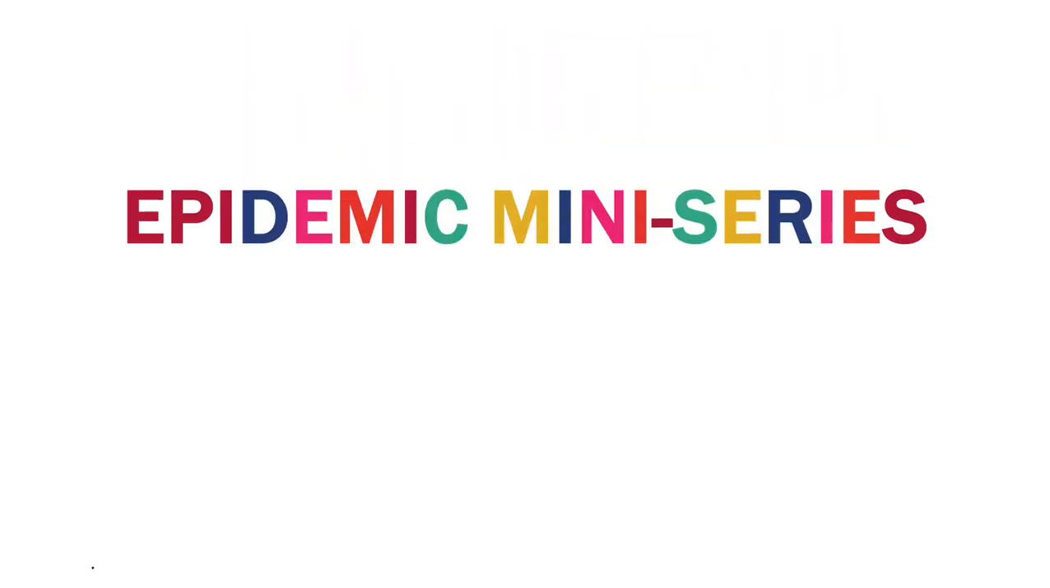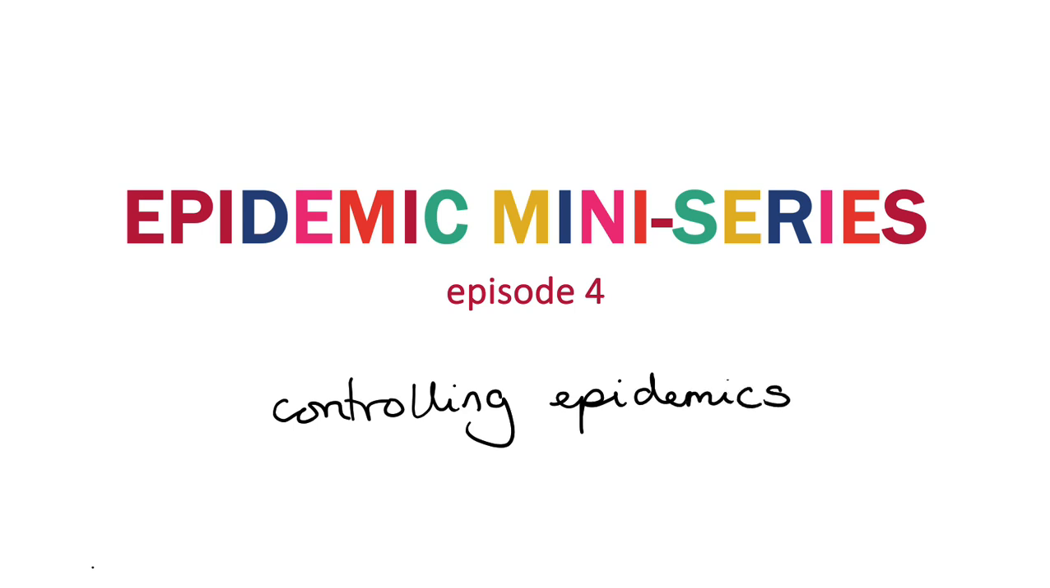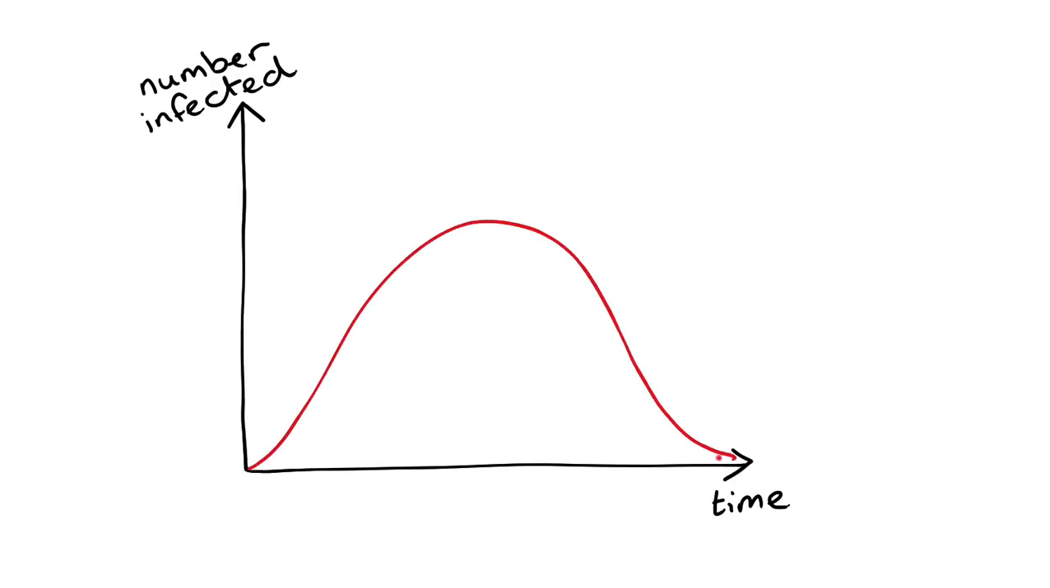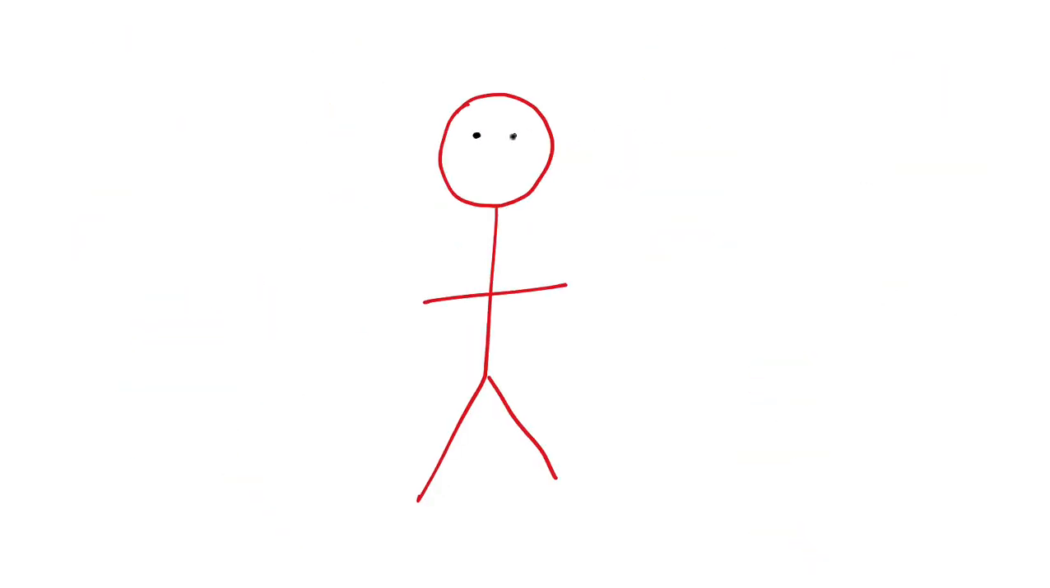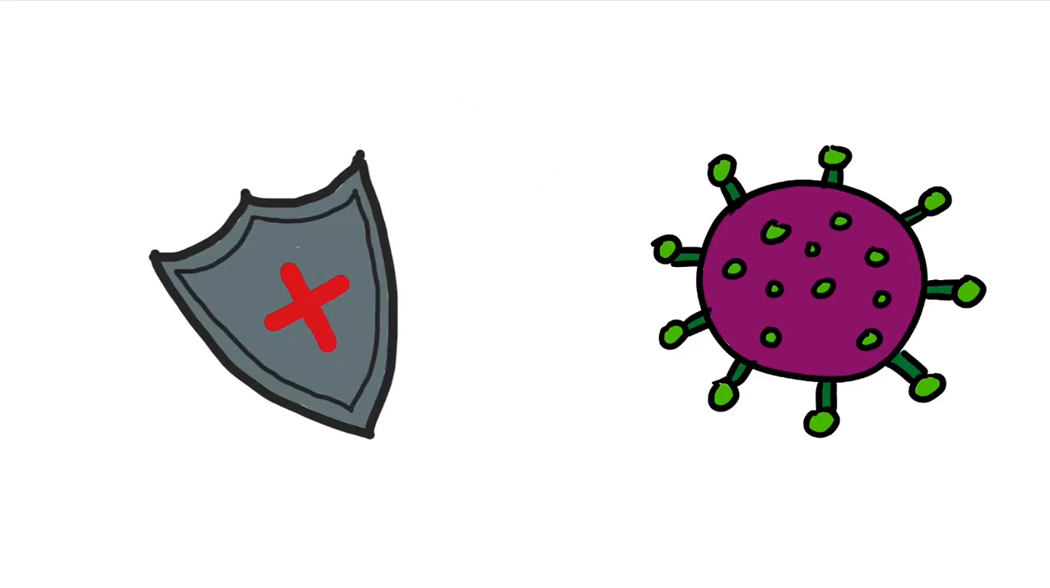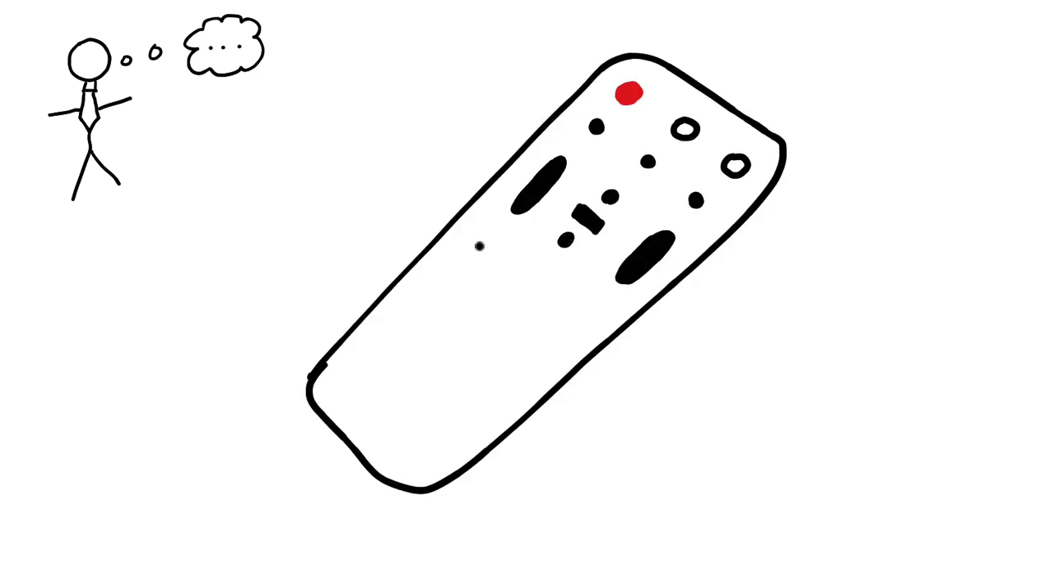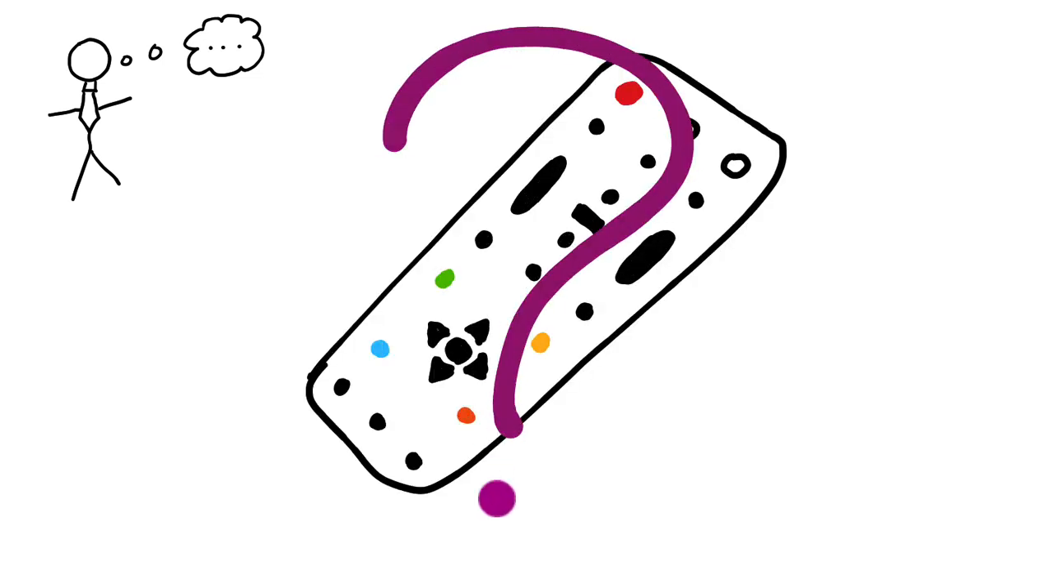This is Epidemic miniseries episode 4, focusing on controlling epidemics. Last video we saw how an outbreak might die out after passing the epidemic peak, but this can still involve quite a lot of people getting sick, which really isn't ideal. We might not be able to prevent the disease arriving, but is there anything we can do to control the number of people who get the disease?